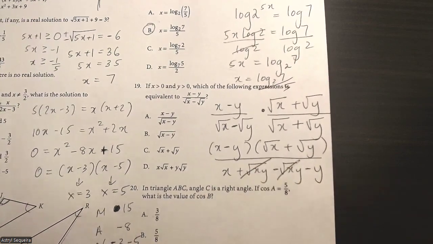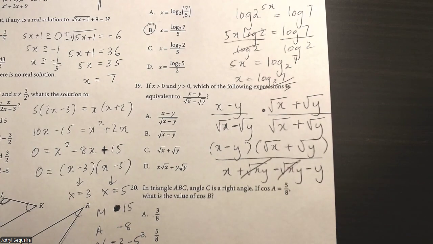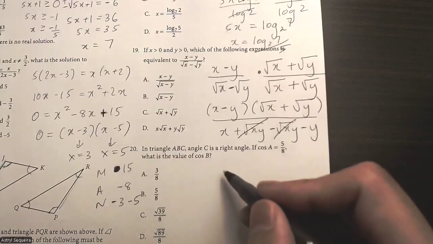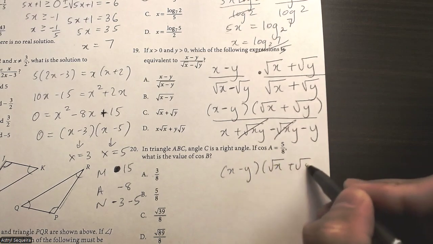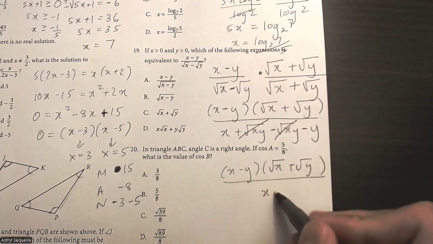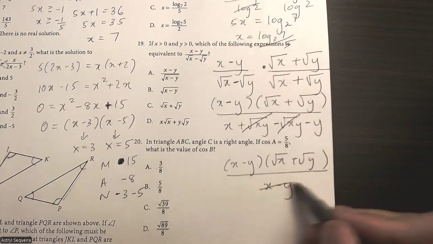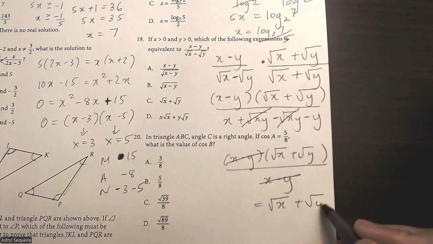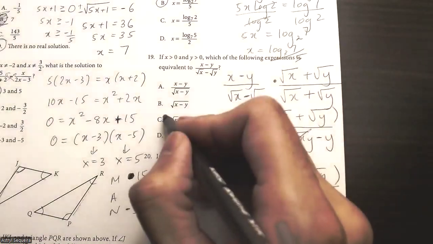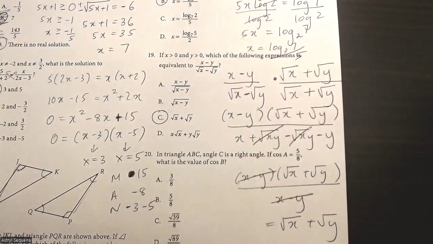These two middle terms will always cancel each other out when you're rationalizing. So I just have x minus y times root of x plus root of y divided by x minus y. You can cancel these out, and I'm just left with root x plus root y, which is part C right there among the solutions.